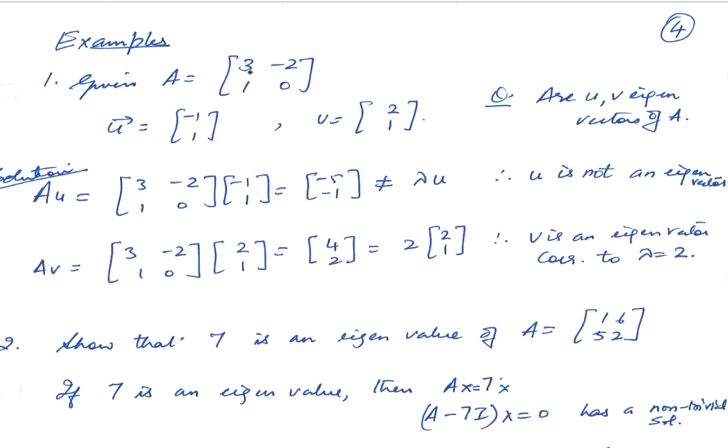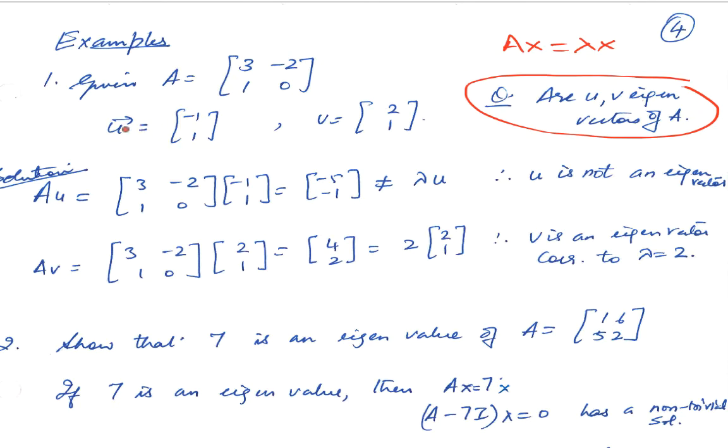Now, we are given a 2 by 2 matrix, 3, minus 2, 1, and 0. And we're given two vectors, u, minus 1 and 1, and v, 2 and 1. The question is, are these the eigenvectors of A? Now, according to the definition, if x is an eigenvector, A times x should be lambda times x. That means when I multiply the matrix A with that vector, it should actually scale that vector.